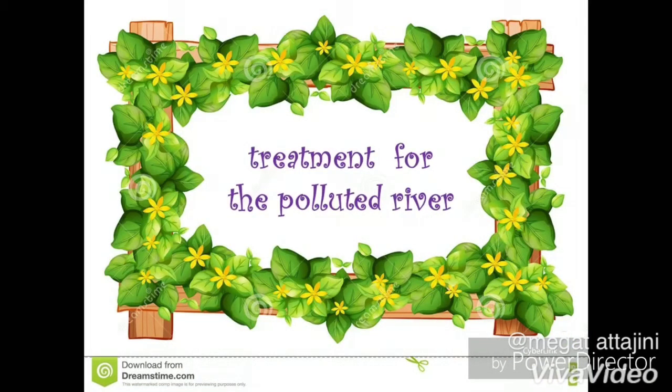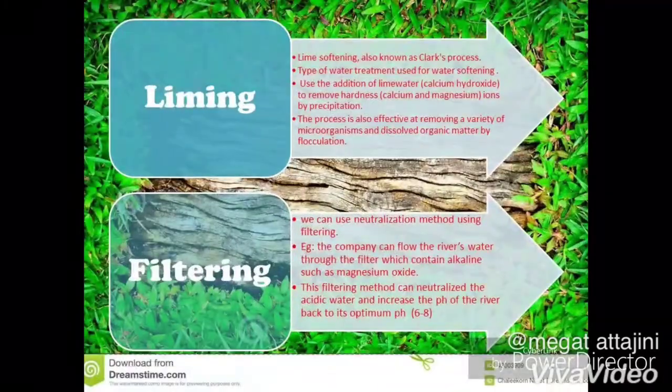Treatment for the polluted river. Lime softening, also known as the Clark process, is a type of water treatment used for water softening. It uses the addition of lime water, calcium hydroxide, to remove hardness, calcium and magnesium ions, by precipitation. The process is also effective at removing a variety of microorganisms and dissolved organic matter by flocculation.